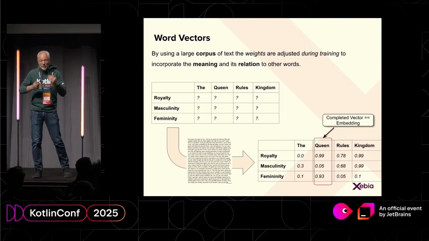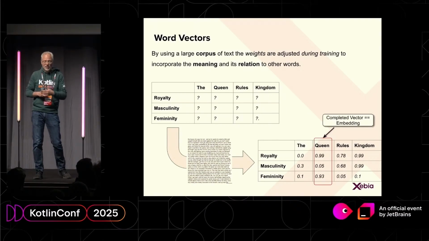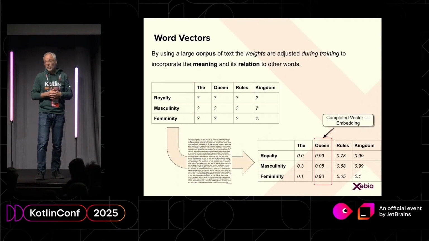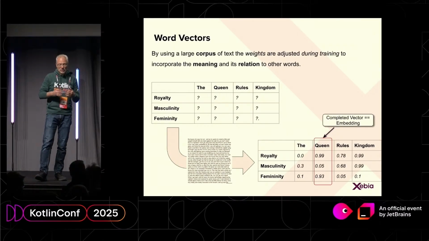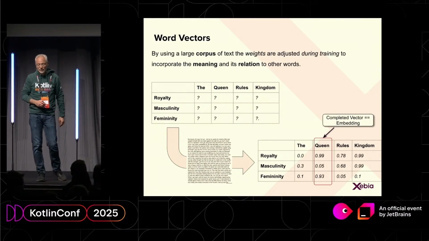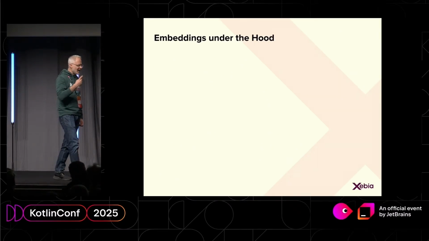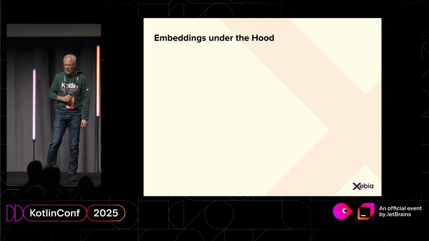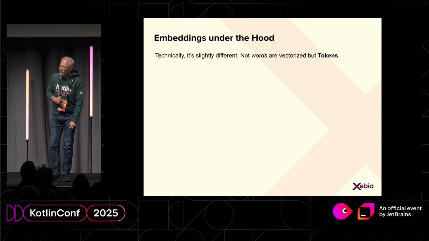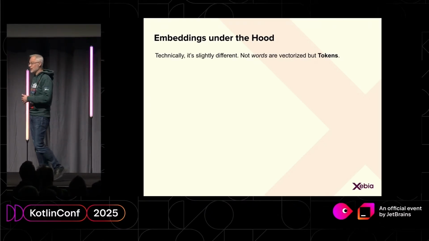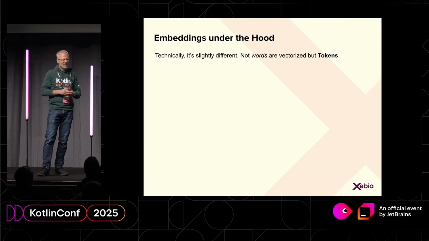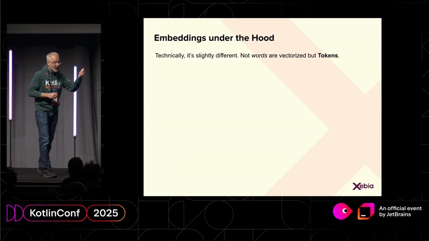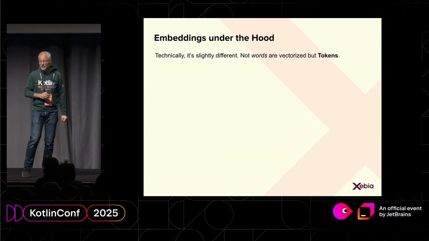Once we have trained such a model, then we wouldn't talk about vectors anymore, we would talk about an embedding. That's the official term that is used, embedding, which lives in an embedding model. Under the hood, it's actually slightly different. It's important to be aware of that. We are actually not vectorizing words, but we're vectorizing tokens. And I'm sure you have heard the word token, because this is what you pay for, right? When you interact with an LLM, you pay by token.